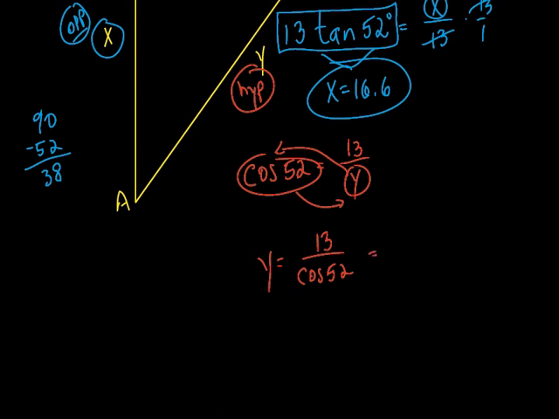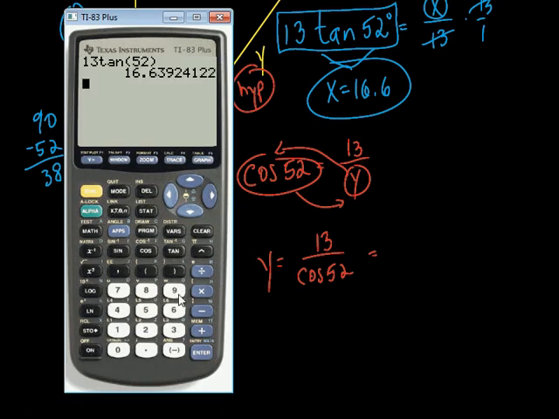Let's put that into a calculator, and that's about all the time we'll have for this. So it's 13 divided by the cosine of 52. Now on your calculator, what would you do? You'd hit 13 divided by what? 52 cosine, then hit the equals button, and you should get that answer.